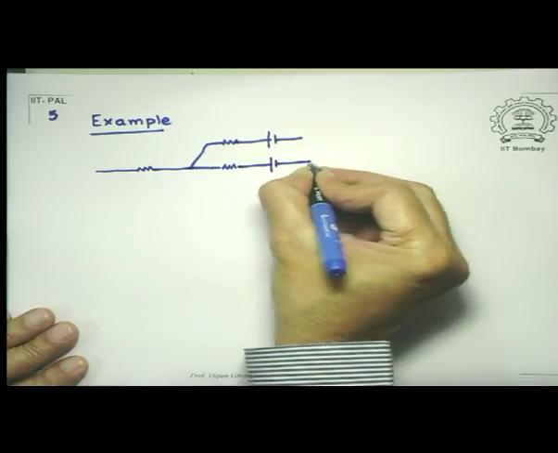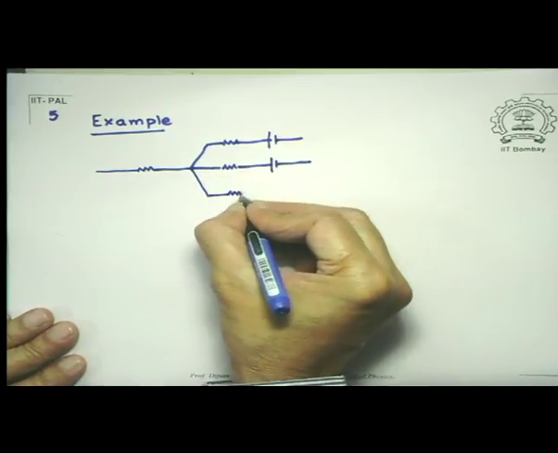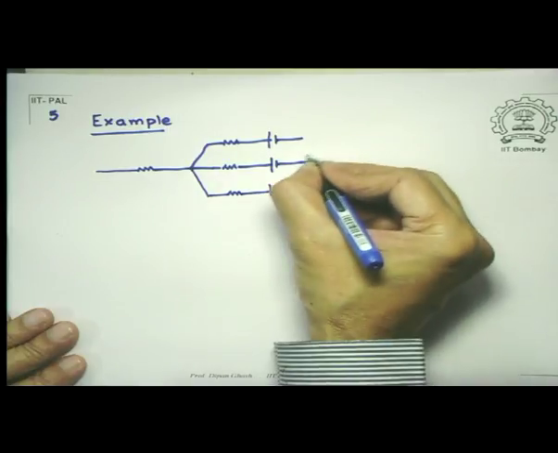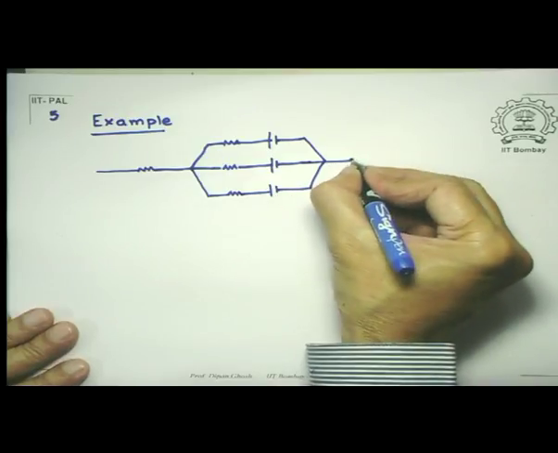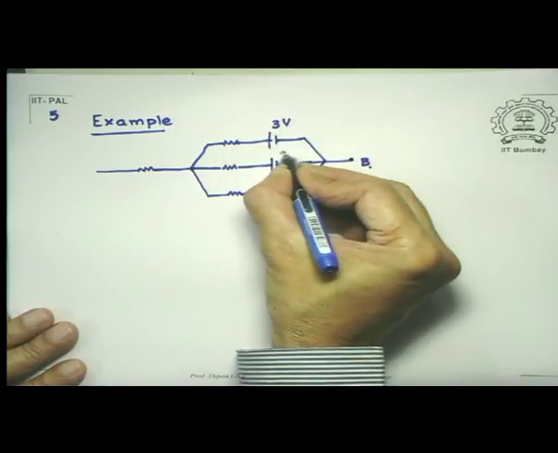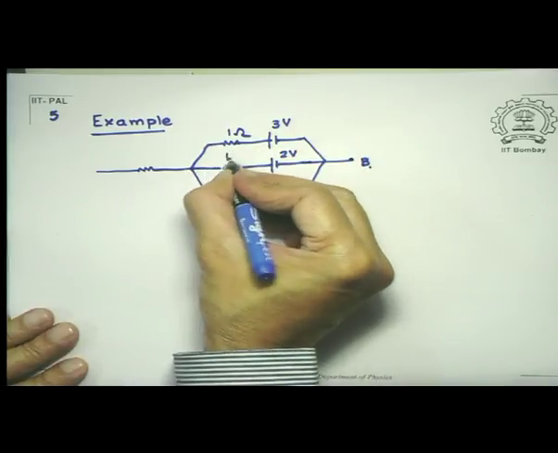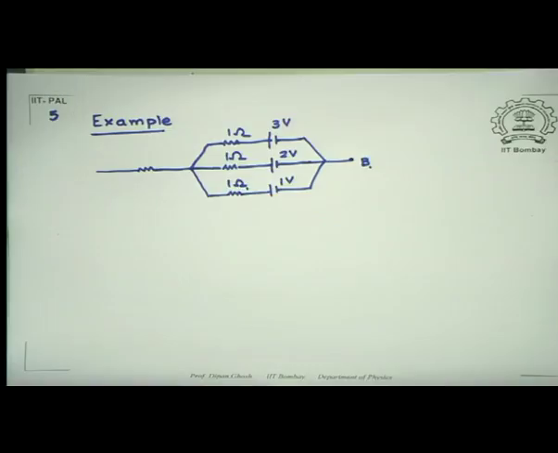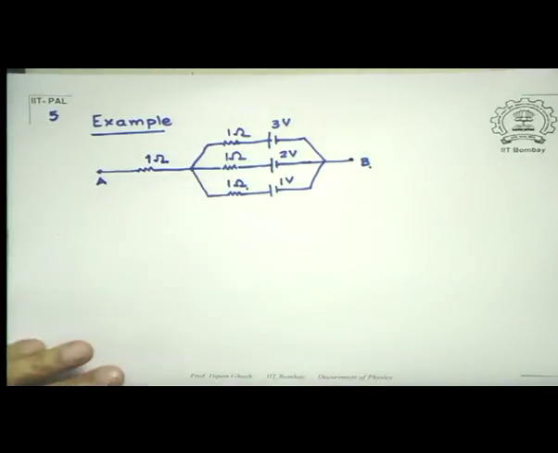Remember, I told you that normally parallel combinations are connected similarly. So let me give some voltages. This is 3 volts, this is 2 volts, and this is 1 volt. And let's say each one of them is 1 ohm simply. And this point is A. Let me take also the load to be 1 ohm for simplicity, trying to illustrate a point rather than actually work it out. So look at what I have said.